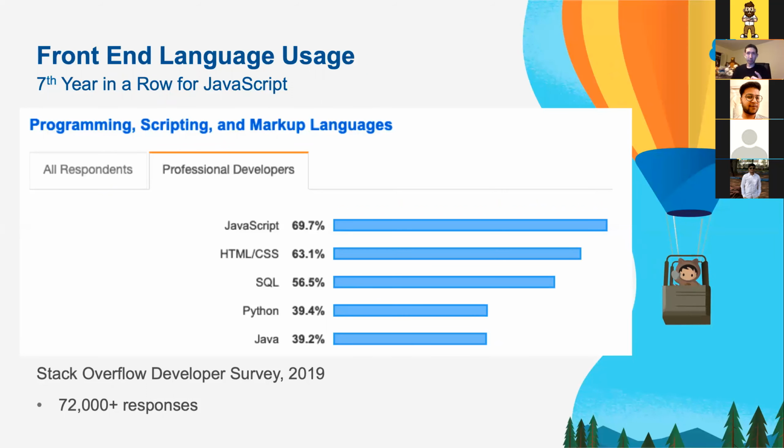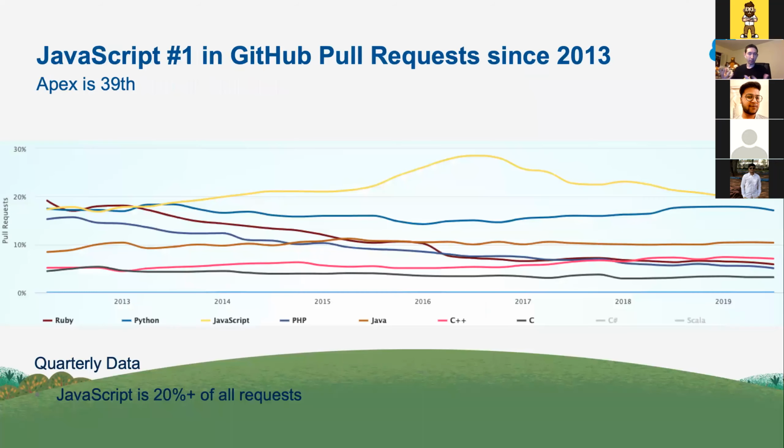In case that wasn't proof enough, I also saw statistics like this from GitHub, where, again, for the 7th year in a row since 2013, JavaScript has been number 1 in GitHub pull requests. In fact, 20% of all pull requests that come into GitHub are for JavaScript. In case you're curious, Apex is 39th on the list.